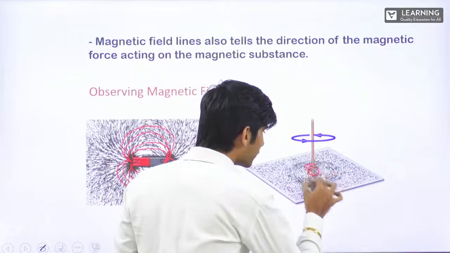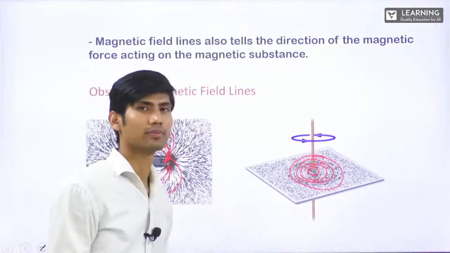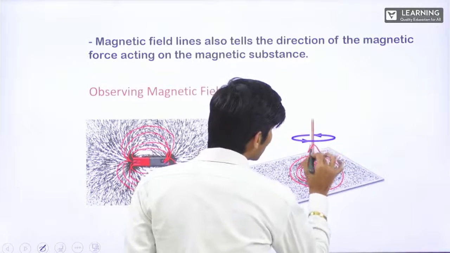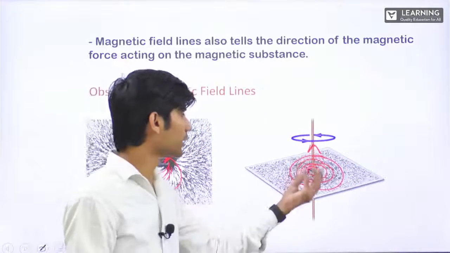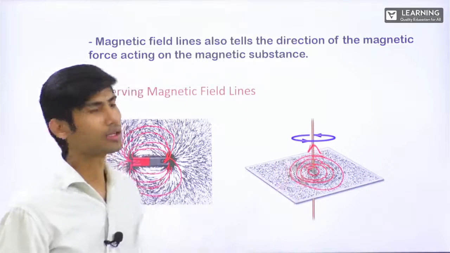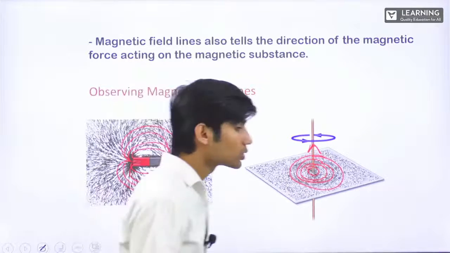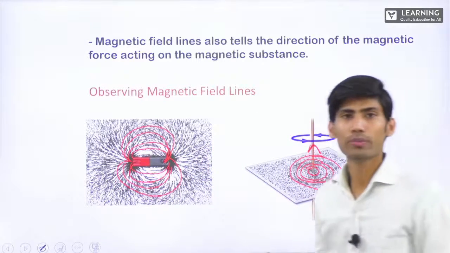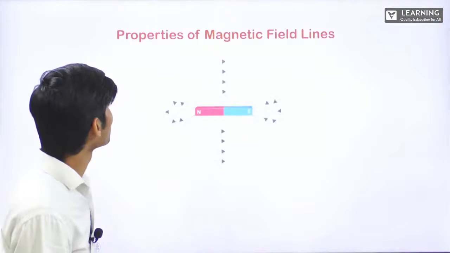Around the wire, the magnetic field will be like this, concentric circles. This is a current carrying wire. Right now I'm not talking about the direction of current. If current flows, the iron filings will arrange themselves in concentric circles. Clear? So like this, you can observe there is a magnetic field around a magnet and around a current carrying conductor. For direction, I'll tell you.